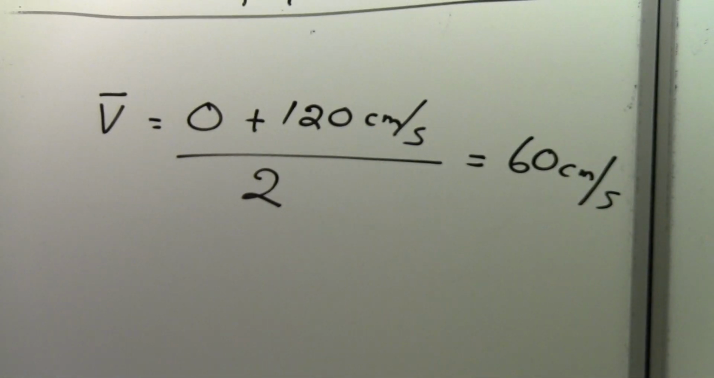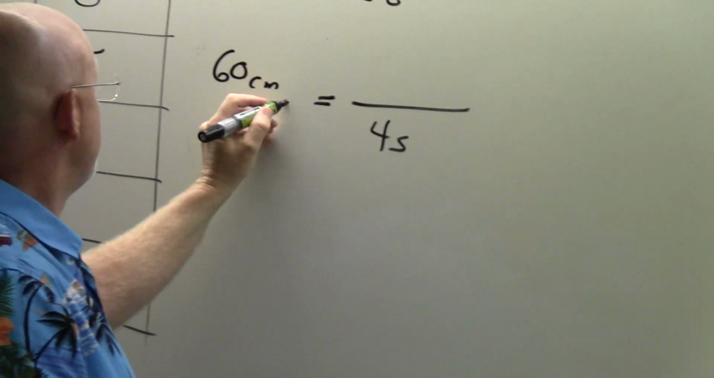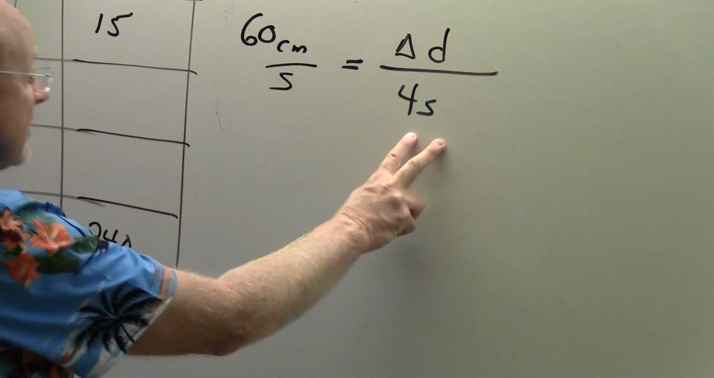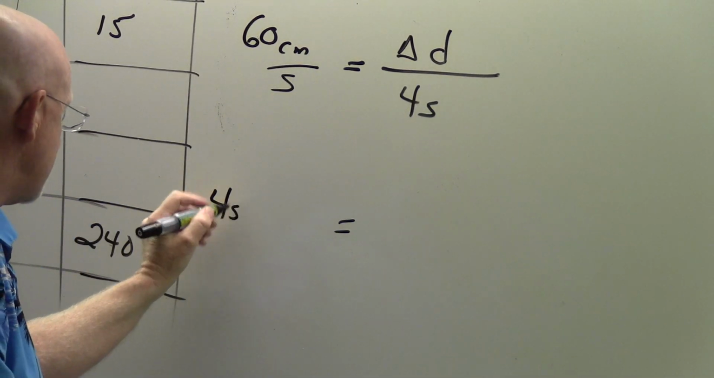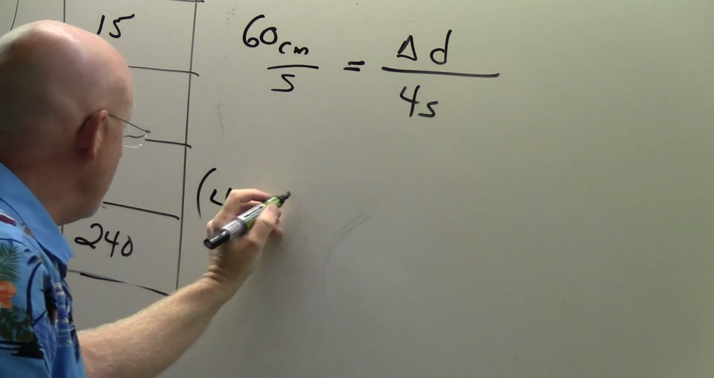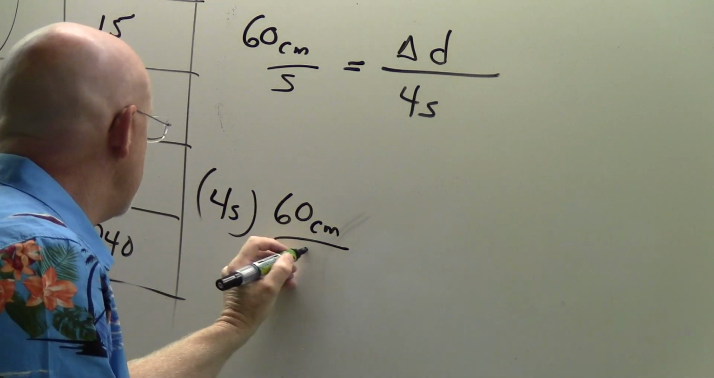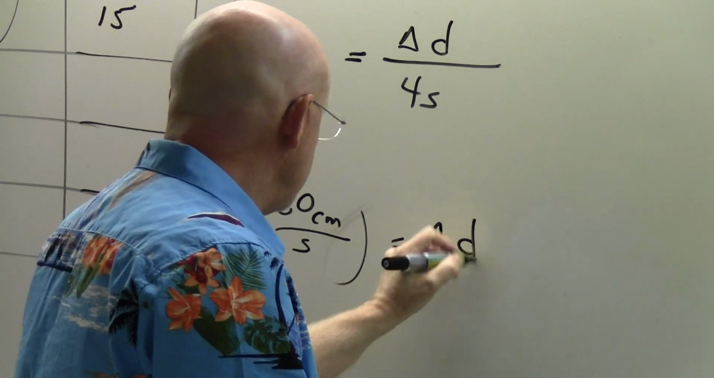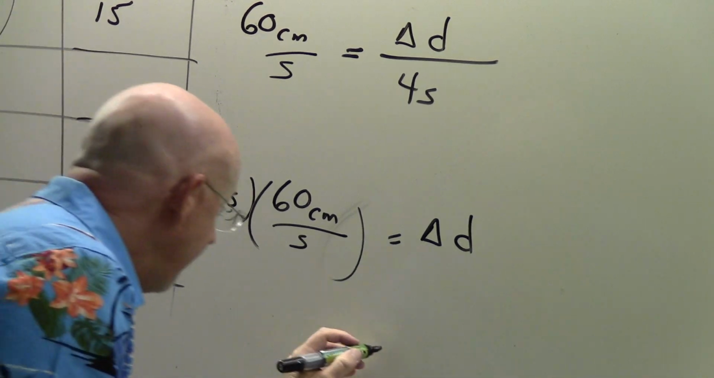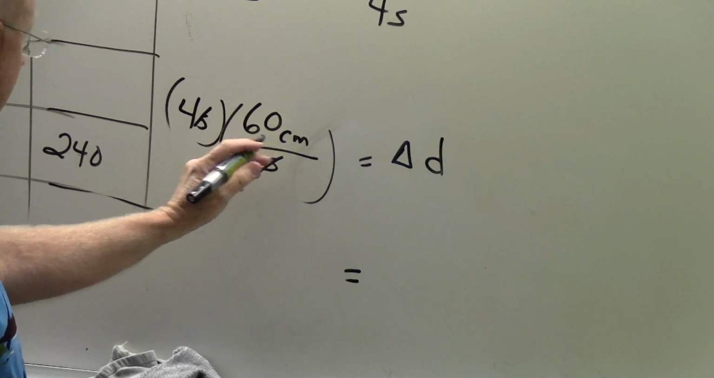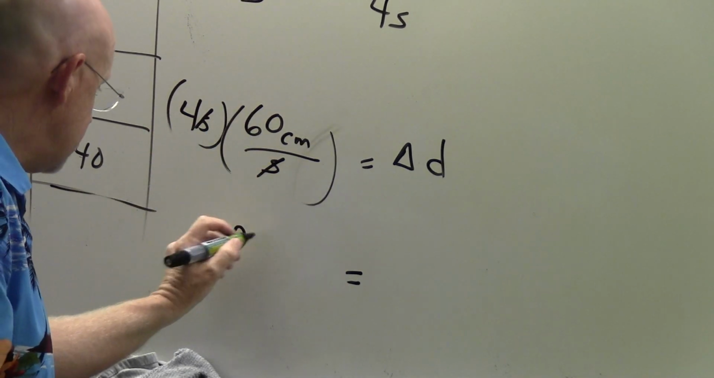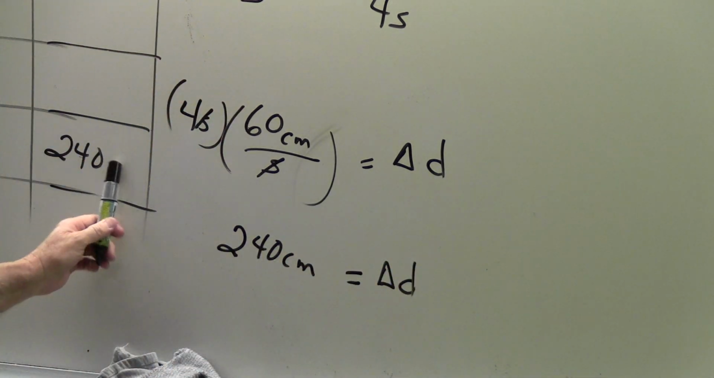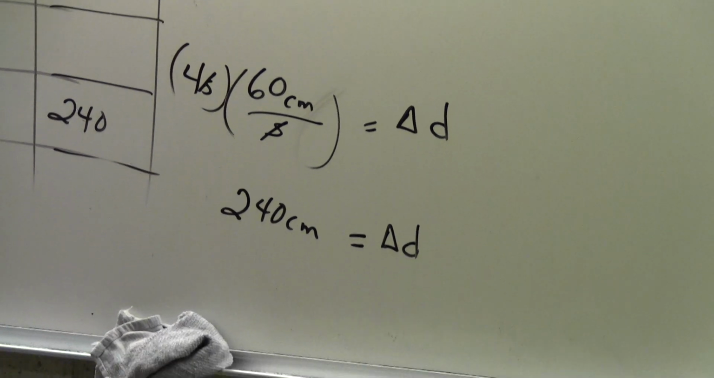So if I put that into here, this is then 60 centimeters per second, and I can get the change in my distance. And so if I bring this 4 over to here, I would have 4 seconds, then multiplied by 60 centimeters per second. And then I would get my change in my distance. And then, of course, the seconds would cancel off. The 4 times the 60 is the 240 centimeters, and that's that change in distance. So there it is, 240.